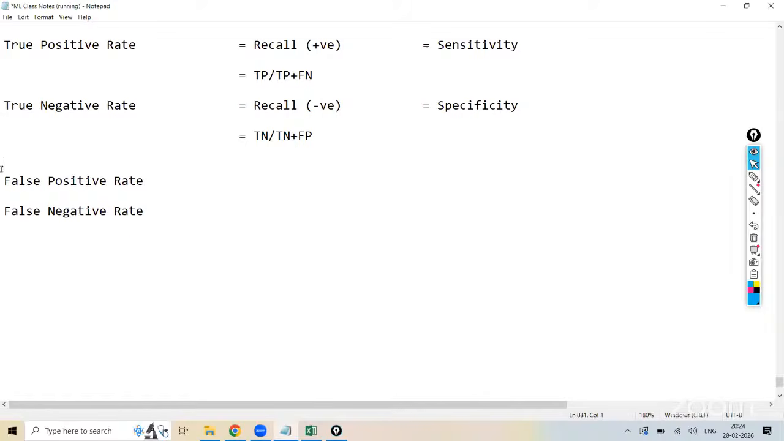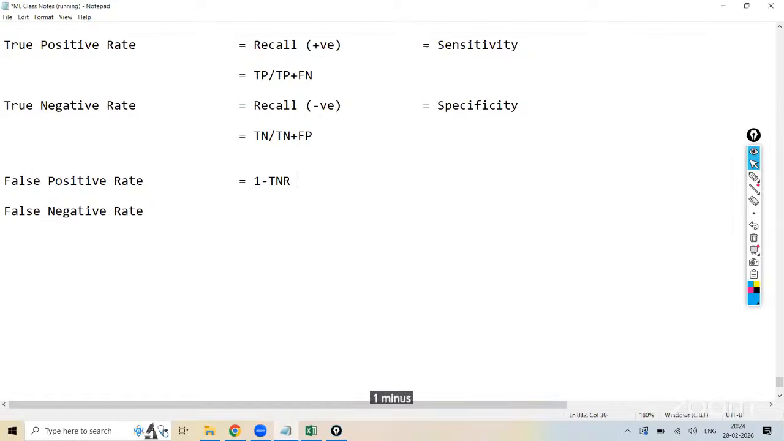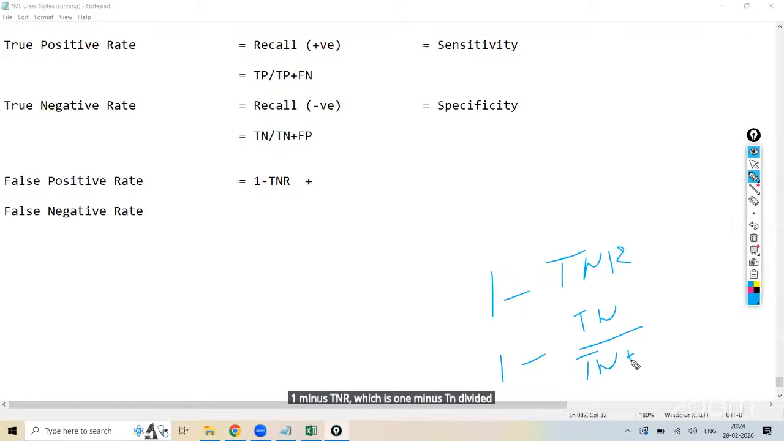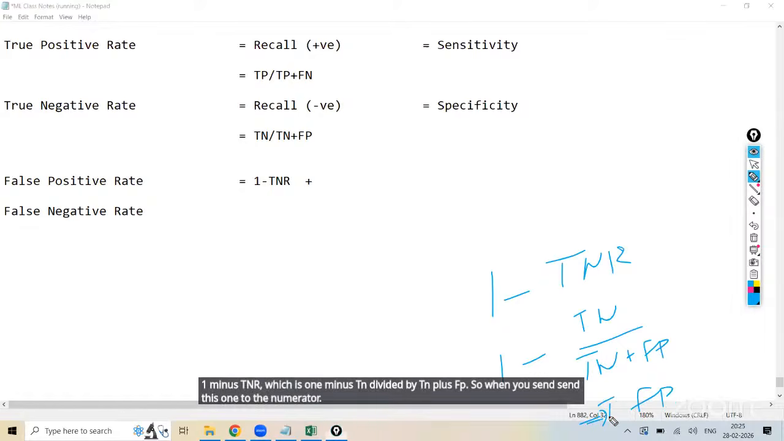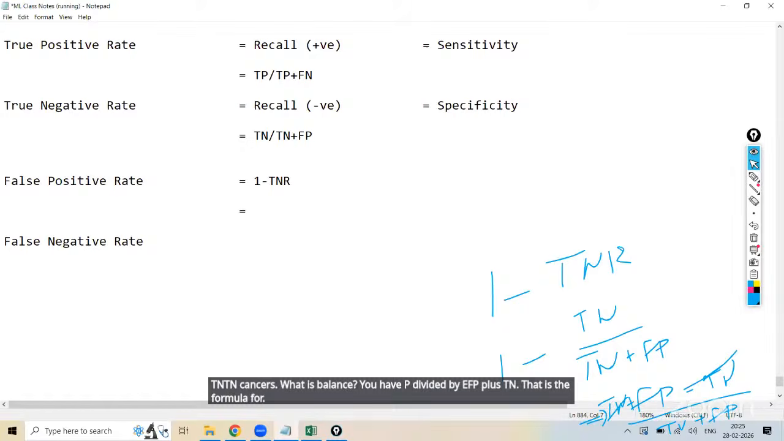Next, false positive rate. What does false positive rate mean? It is 1 minus TNR, which is 1 minus TN divided by TN plus FP. When you send this to the numerator, it becomes TN plus FP minus TN, divided by TN plus FP. TN cancels. What is balance? FP divided by FP plus TN. That is the formula for false positive rate.